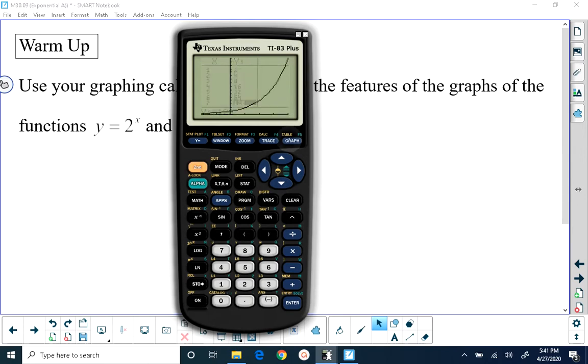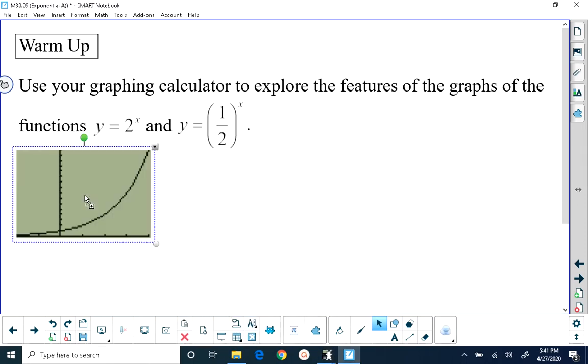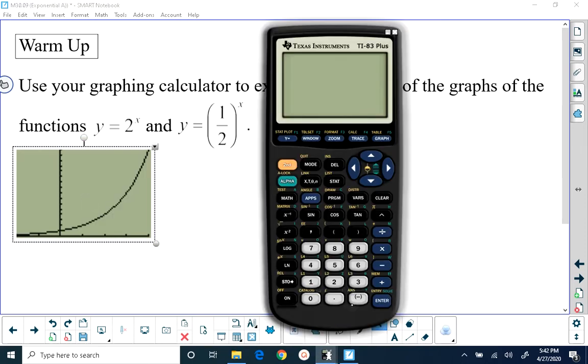So I'm just going to take this graph and just drop it here where we can talk about it a little bit later. Now what I'm going to do is I'm going to graph y equals 1/2 to the x. I have the same window settings. I have the same table settings, but now I'm going to enter in for y 1/2 raised to the x. It's just as easy for me to put 0.5 raised to the x in there.